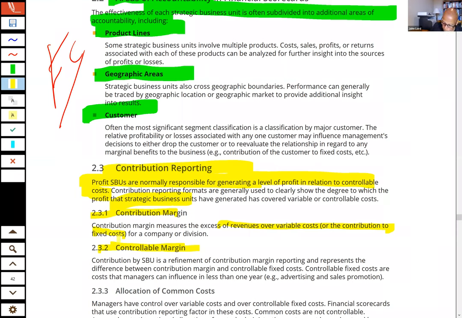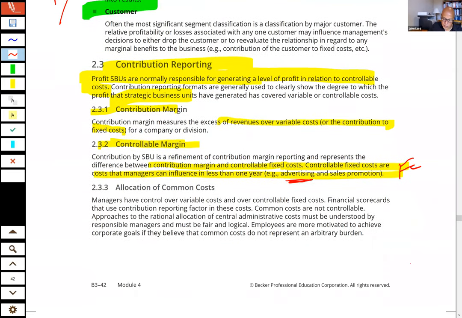And when we have a controllable margin, contribution margin, and controllable fixed costs, controllable fixed costs are costs that managers can influence in less than 1 year, for example, advertising costs. Now, common costs are costs for which there is really no control. They are not controllable. So financial scorecards that use contribution reporting, these common costs are generally not controllable and therefore would not be used to evaluate performance. So you do not allocate non-controllable costs. For example, the CEO salary, I can't control that as a manager.